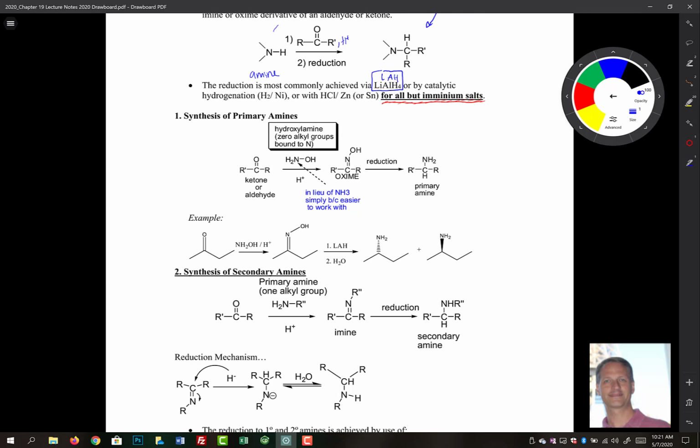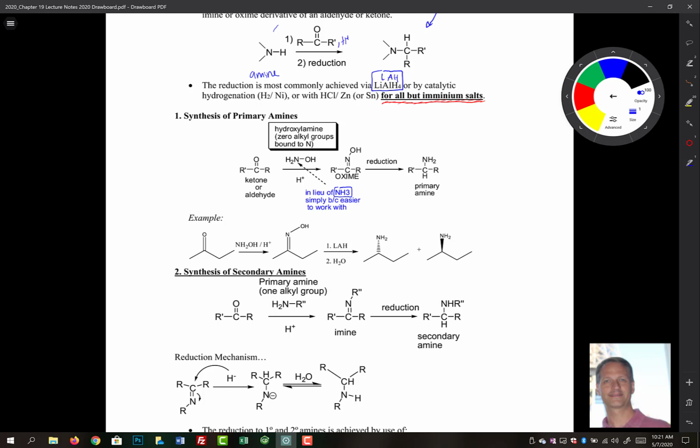But here we can take a ketone or an aldehyde, and we can add NH3 here. That would make the imine, but in lieu of that, we often use NH2OH, hydroxylamine. And we do that because it's just less volatile. Ammonia, if you've worked with it before, has a very strong odor. It's just a little bit tougher to work with. In any case, we get the oxime, and then we do a reduction to get a primary amine.